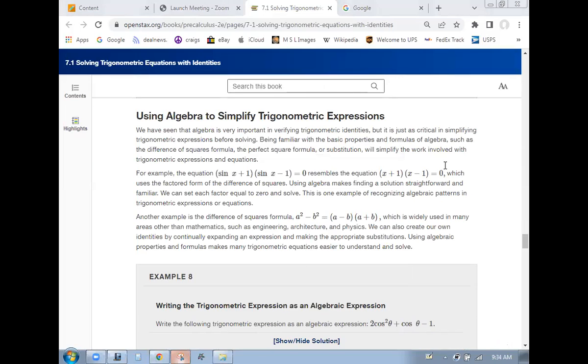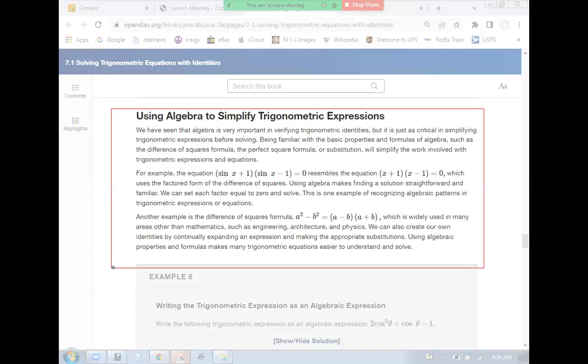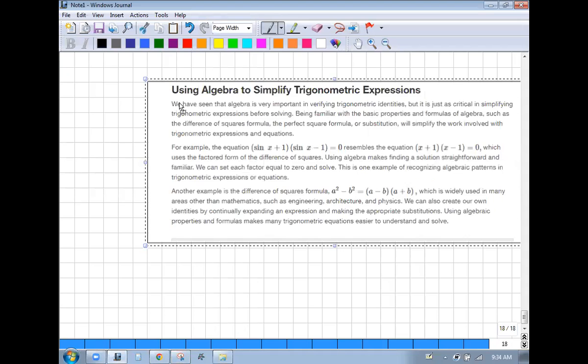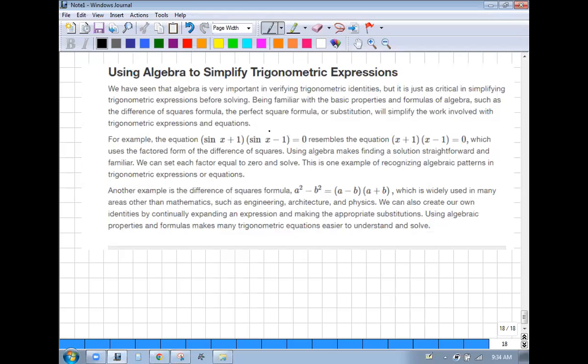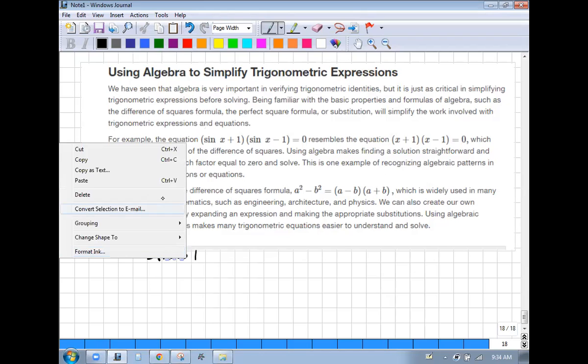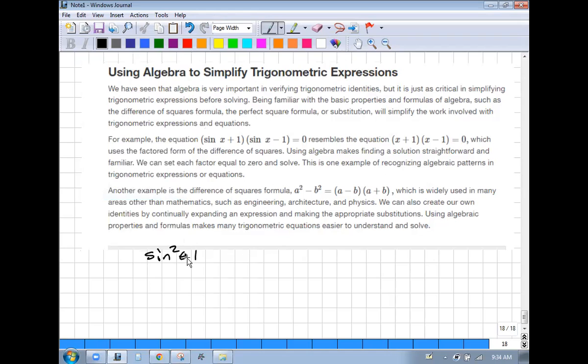Here, all they're saying here is that if you look at that, it resembles something like this, right? They're saying sine squared theta, yeah, I'll do it like this, sine squared theta minus 1. They're saying you might not recognize that as a difference of two squares, but you recognize that as the difference of two squares, right?